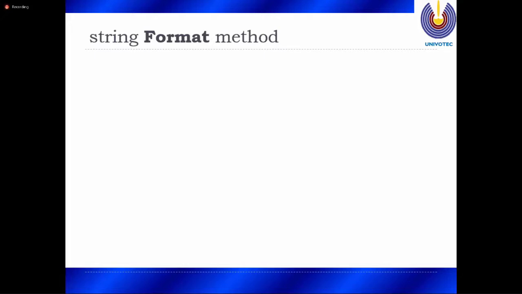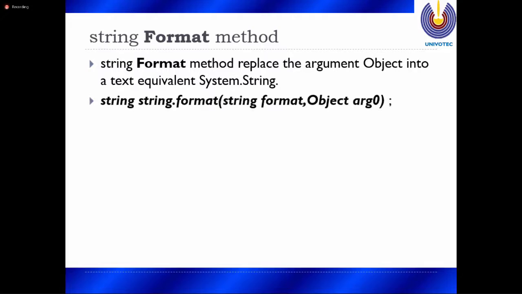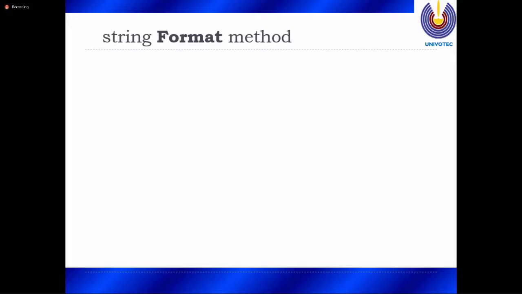String format. Already we studied the string format. In the string format method, we place the argument object into the text equivalent. System.string, the string is the class object. Then string.Format, you can give the object argument. Yes, a string method for currency, already we studied.